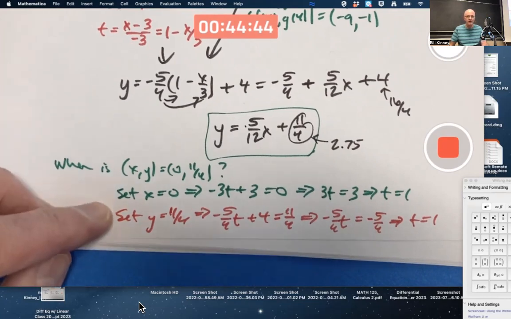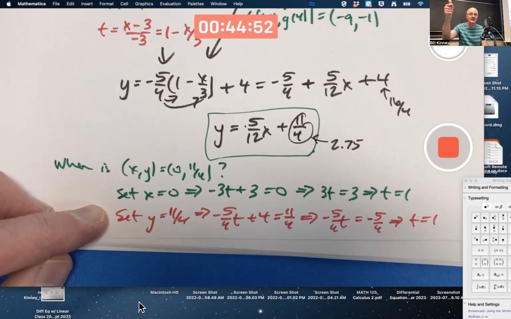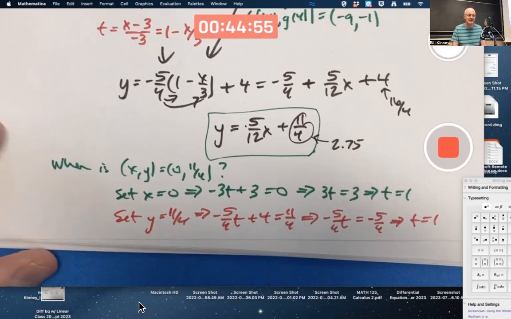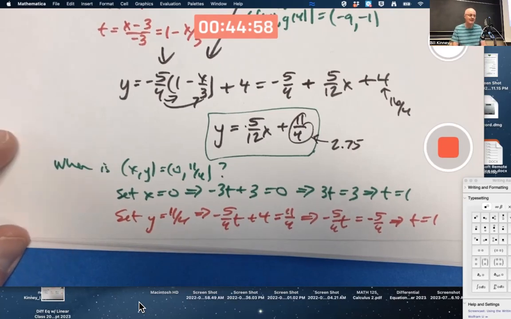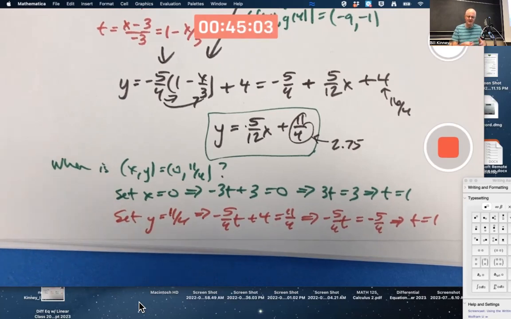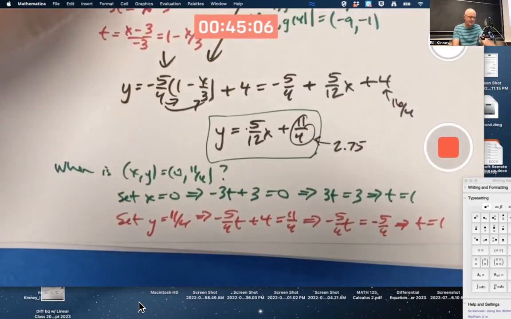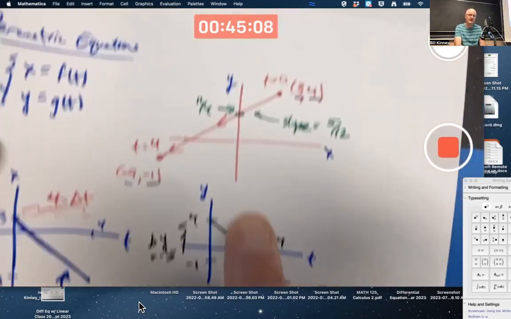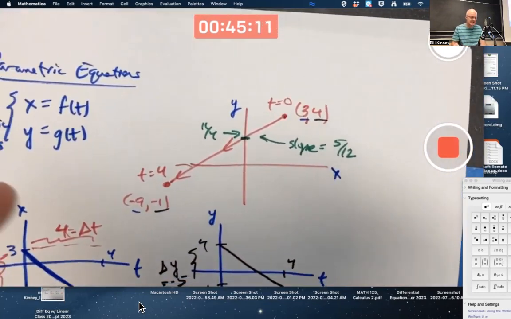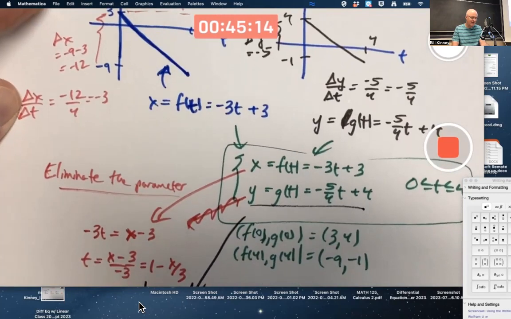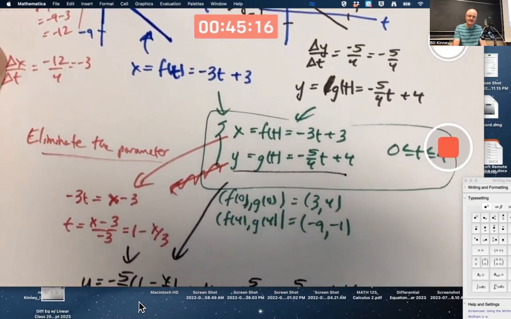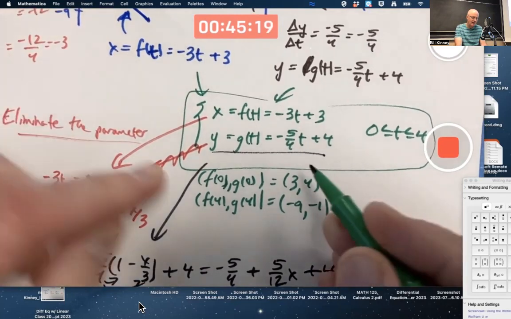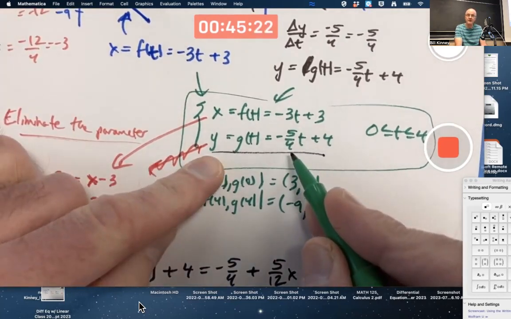I didn't have to do both of these lines. I wanted to do both of them to see that I got the same thing. Math is consistent if you do it right. Don't make mistakes. So that's another thing you should be able to do. I also want you to notice that the slope of this line, 5/12, is the same as the ratio of the derivative of this function to the derivative of this function.